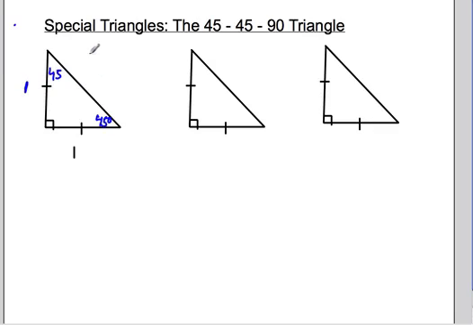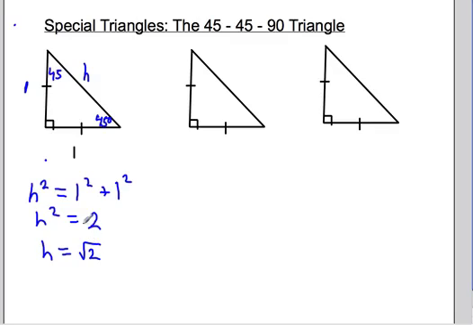And then we're going to work out the other side length, the hypotenuse. Okay, so these two sides, or two legs, are going to be equal, and then we're going to figure out the hypotenuse here by using the Pythagorean theorem. So the hypotenuse squared is equal to 1 squared plus 1 squared, which is equal to 2. So the hypotenuse is equal to the square root of 2. Okay, so here we have this side length is root 2. So we have the sides 1, 1, and root 2 in that triangle.